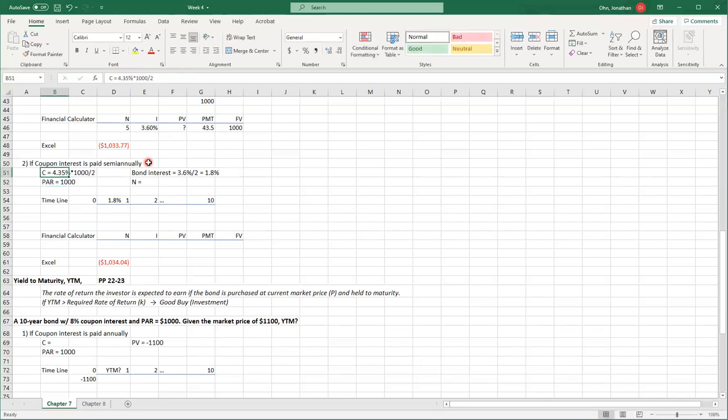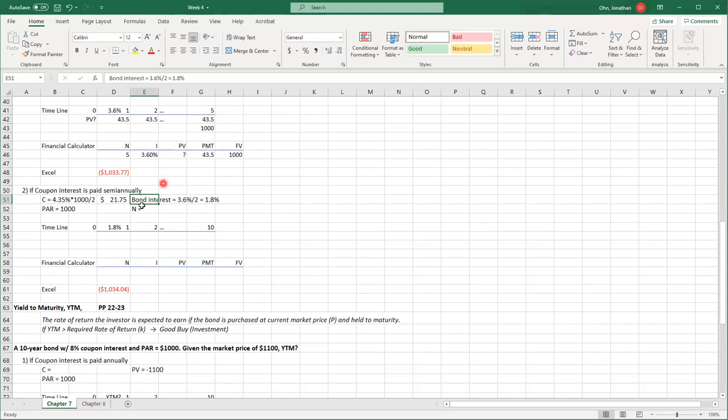You see that? So that one is 4.35% times 1,000 divided by 2, which is $21.75. That is the amount of coupon interest you receive every 6 months. Right? June 30, you will receive $21.75, and then December 31st, you will get another $21.75.